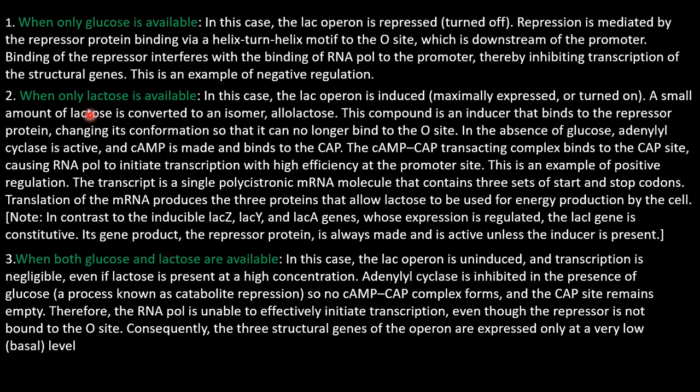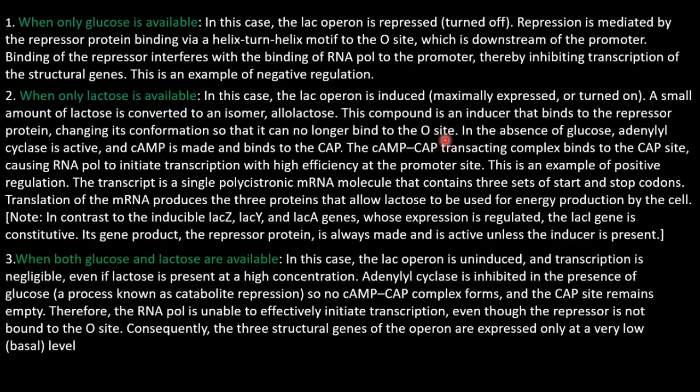What about when only lactose is available? In this case, the Lac Operon is maximally expressed, induced, turned on. A small amount of lactose is usually converted to allolactose, which is an isomer of lactose. This compound will act as the inducer. Allolactose will bind to the repressor. Once bound to the repressor, it will change its conformation so that it can no longer bind to the O site.